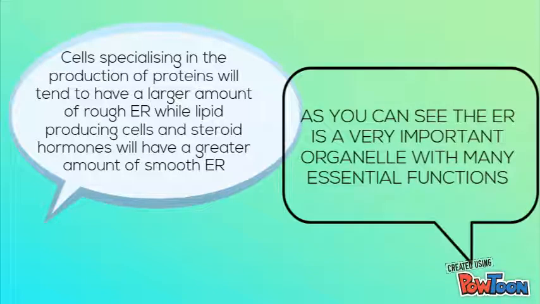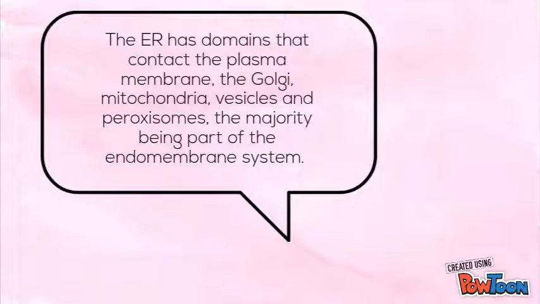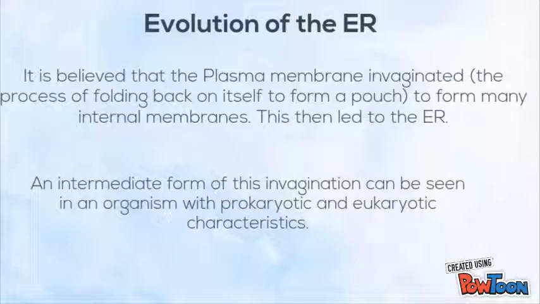Cells specialising in the production of proteins will tend to have a larger amount of the rough ER, while lipid-producing cells and steroid hormones will have a greater amount of smooth ER. The ER has domains that contact the plasma membrane, the Golgi, mitochondria, vesicles, and peroxisomes, the majority being part of the endomembrane system. Evolution of the ER.